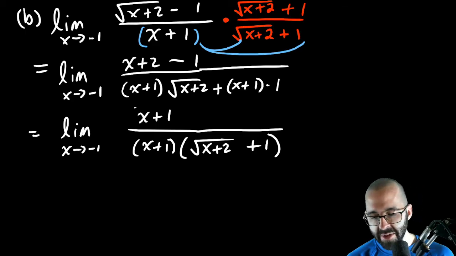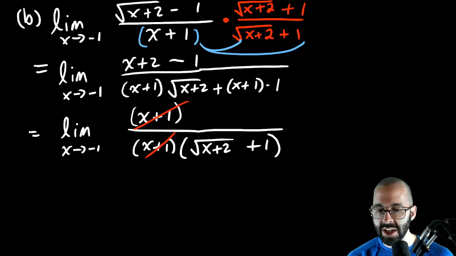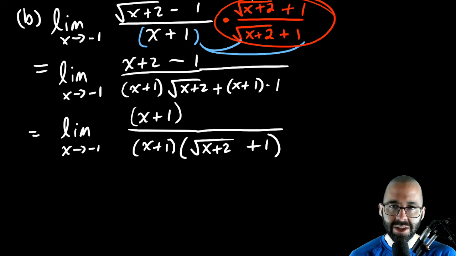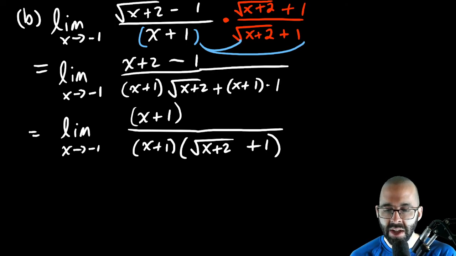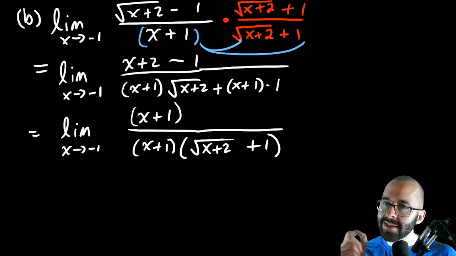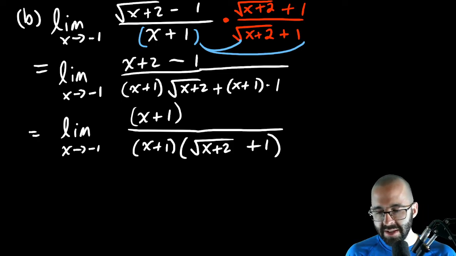Cancellation. They have common factors. So again, canceling changes the domain of the problem. And in fact, multiplying by algebraic expressions also changes the function as well. But as long as x is not equal to -1, these things are going to be the same. So we're going to cancel.